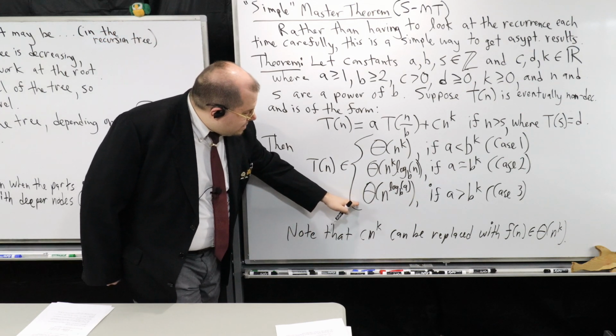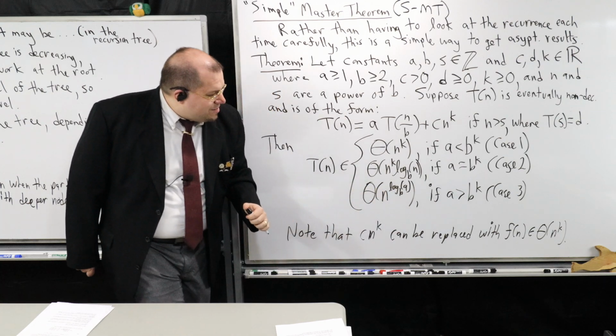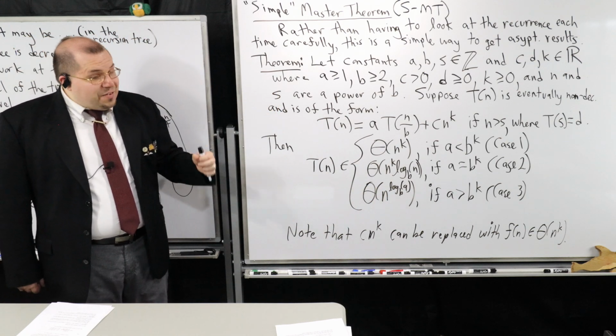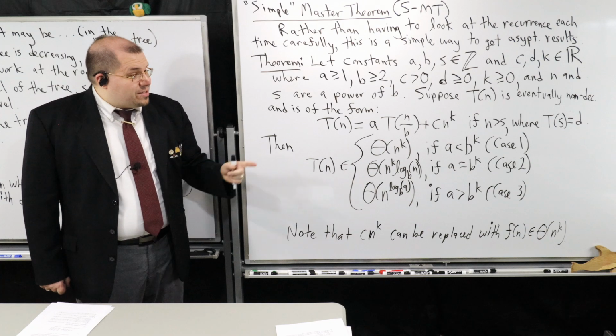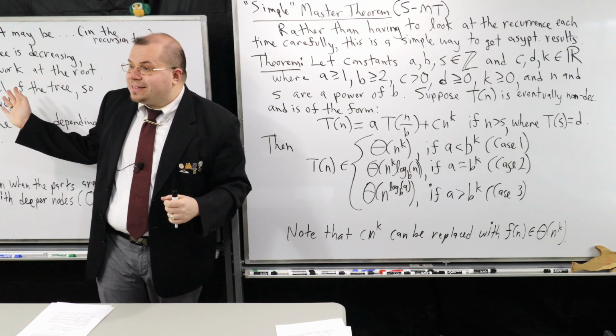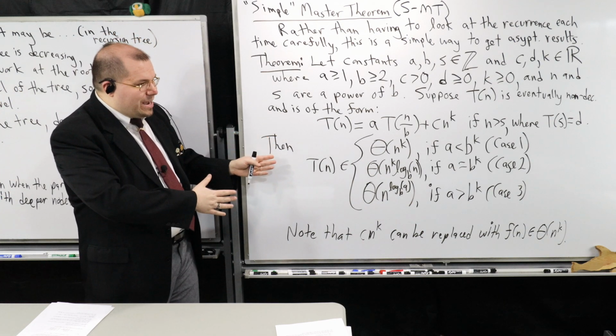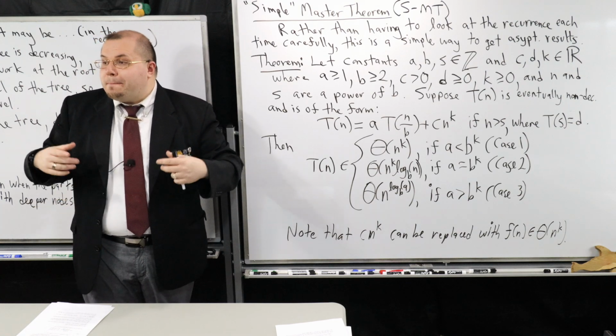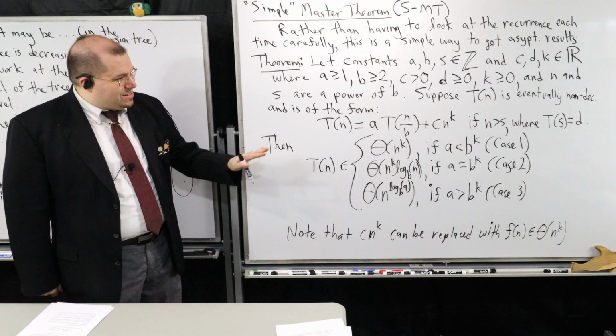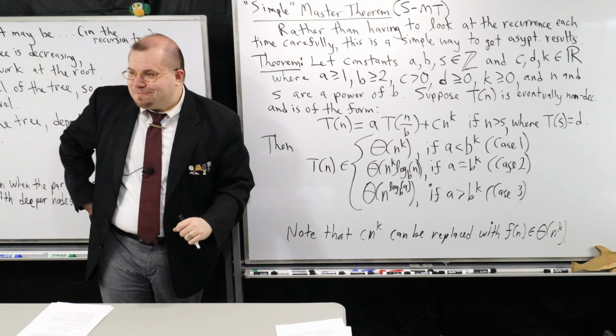You end up with big theta of n to the power of log base b of a if a is greater than b to the power k. So this is case 3. So the 3 cases I gave there, they correspond to these 3 cases. So hopefully they help you remember what these 3 cases are, because I'll expect you to know these 3 cases.